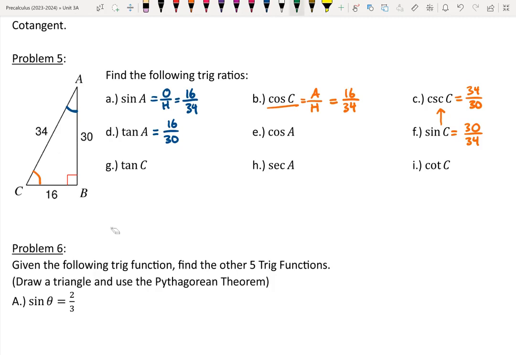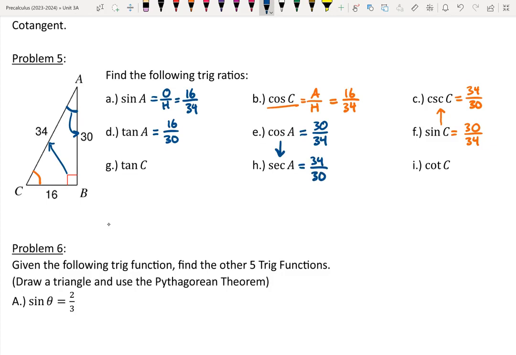Cosine of A. Let's see, cosine of A, we're back to, nope, still angle A. I was thinking I was going to the next one. Cosine of A would be 30 over 34, our adjacent and hypotenuse, which again could be reduced. Let's see, do we have secant? Yes, we do. Right here, secant of A would be the reciprocal of that, 34 over 30.